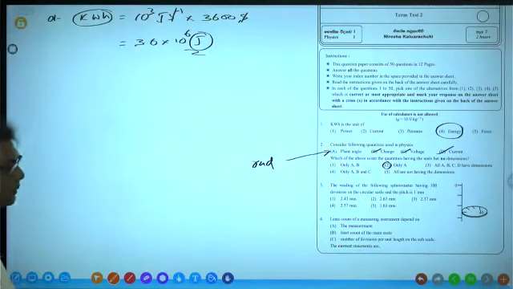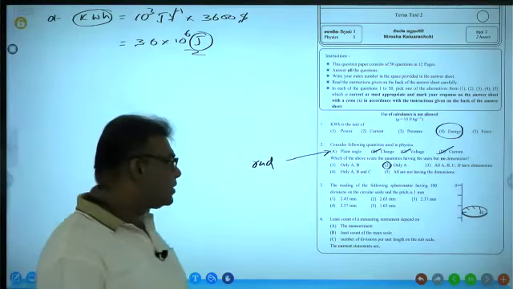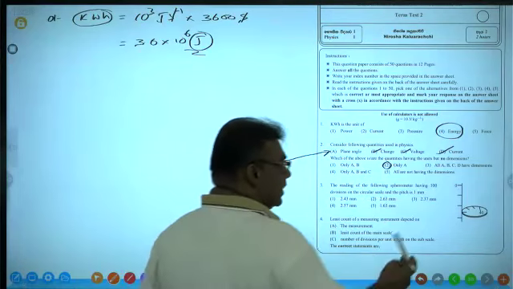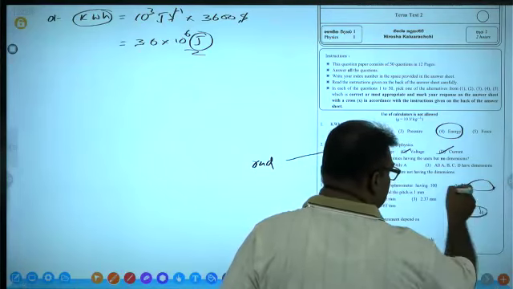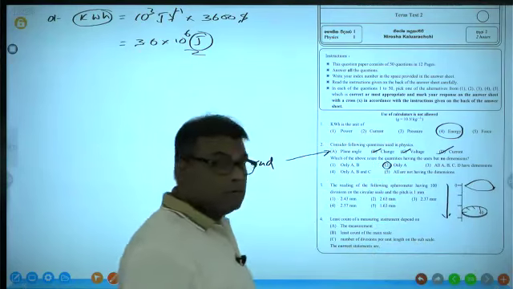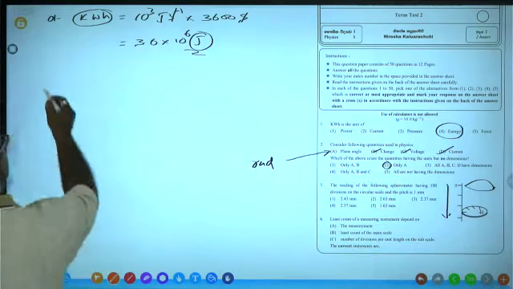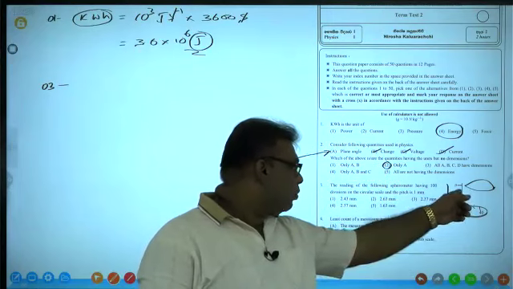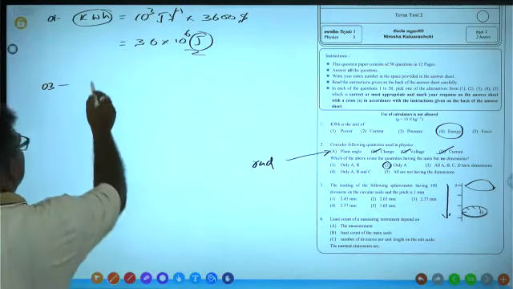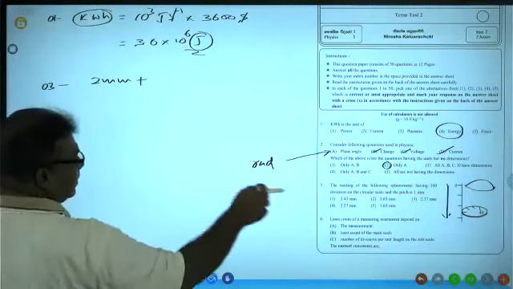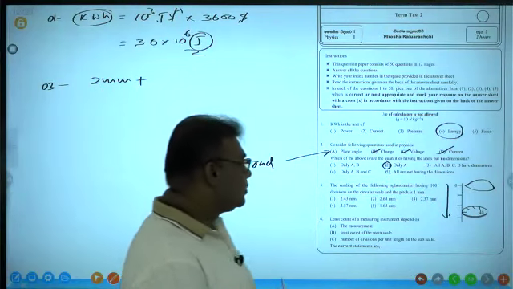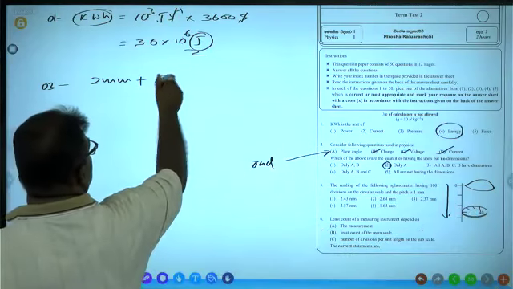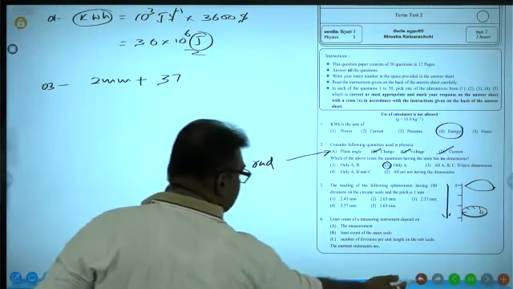Okay, question number 3. You are asked to find the reading of the spirometer, but the plate of the spirometer has moved downward. Then you should take the reading. The main scale is covering 1, 2, so 2 covers. Then 2 millimeter plus. Next, here we have 14, then 39, 38, 37. 37 is the direct reading.